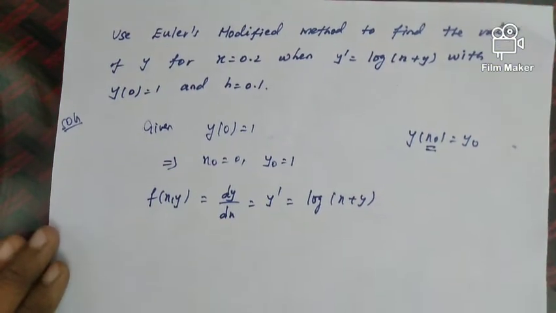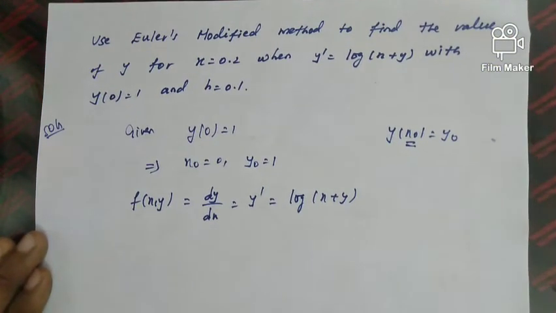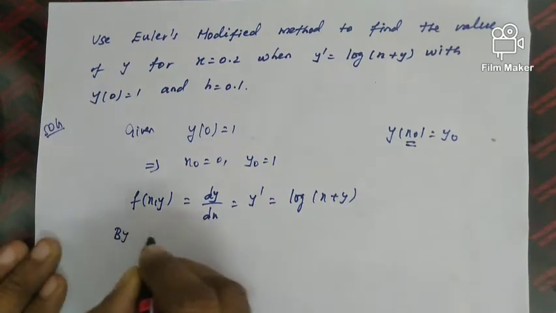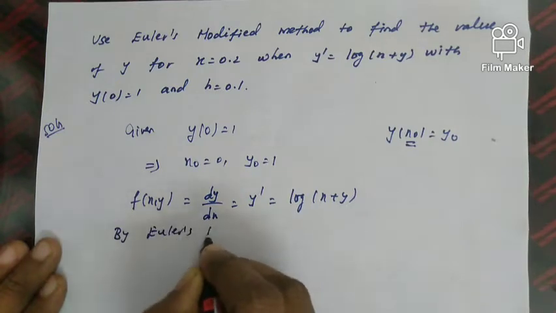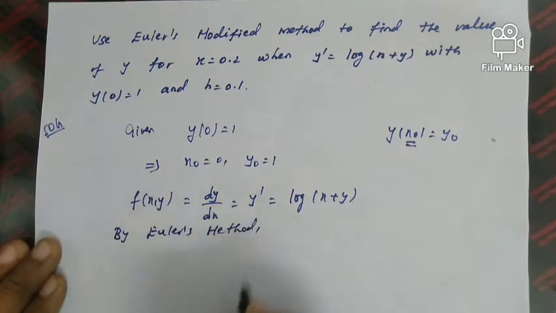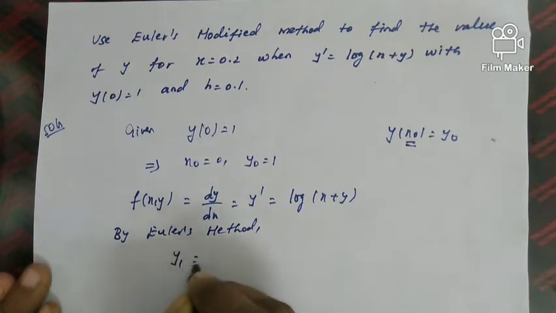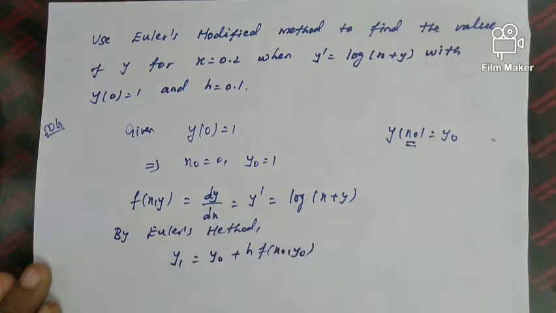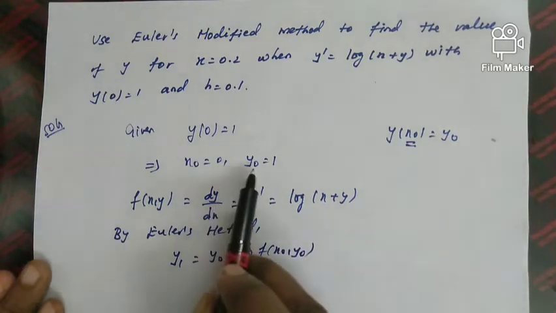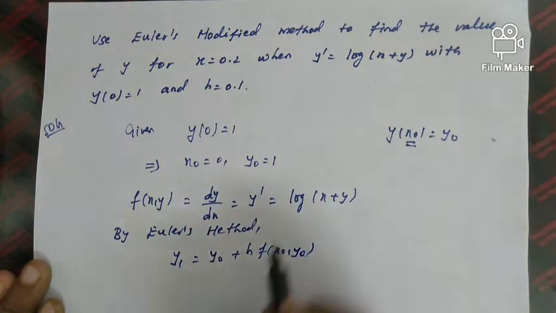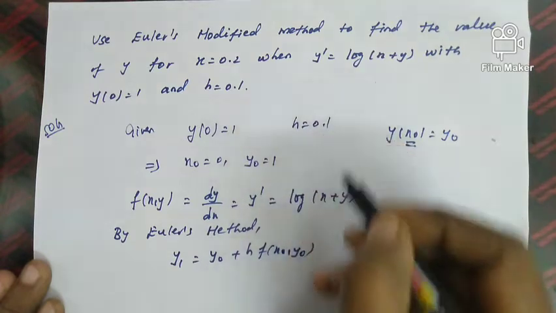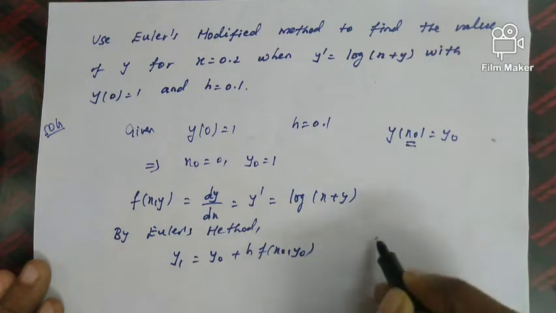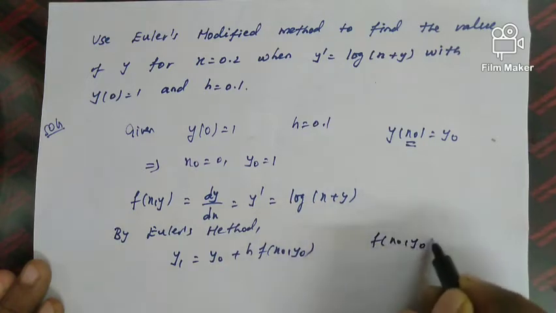So under the modified method, first we have to apply Euler's method, that is the procedure we just discussed. So by Euler's method, first we are going to find the value of y1. y1 equal to y naught plus h into f of x naught y naught. Here the y naught value is given as 1, the h value is also given, h is equal to 0.1, and f of x naught y naught. Here f of x comma y is log of x plus y. So what is our f of x naught y naught?